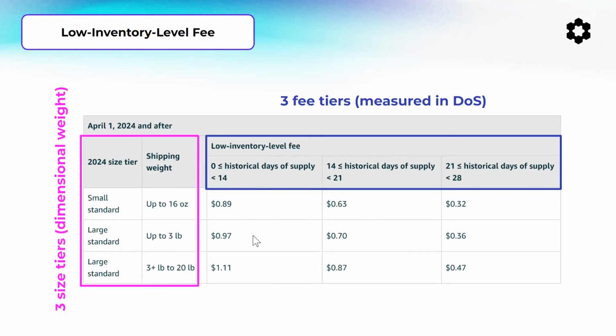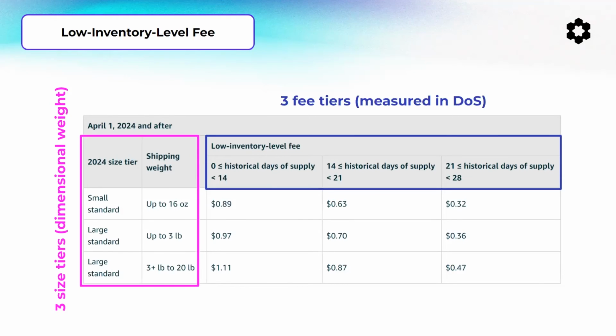Yeah. So these are the fees. Just real quick, you've got three size tiers. Dimensional weight does apply in this, like we talked about before. So make sure that you know what your dimensional weight is. But there's only 3 tiers, so it shouldn't affect it that badly. And then you have 3 fee tiers.